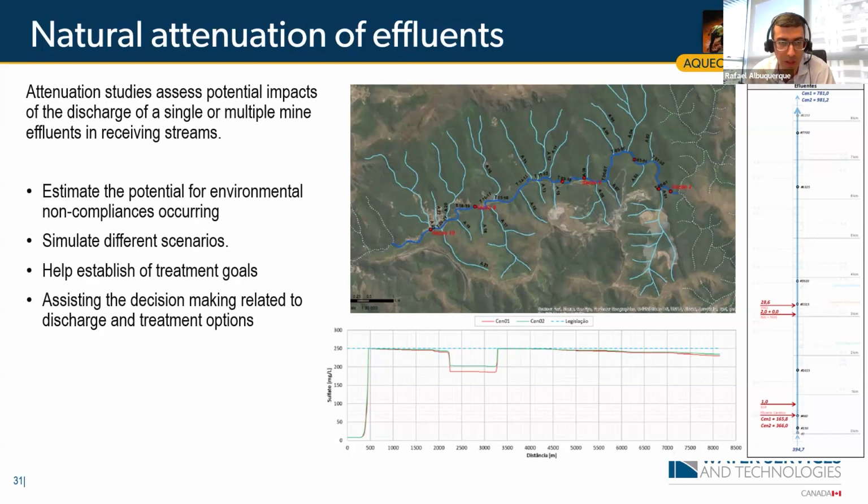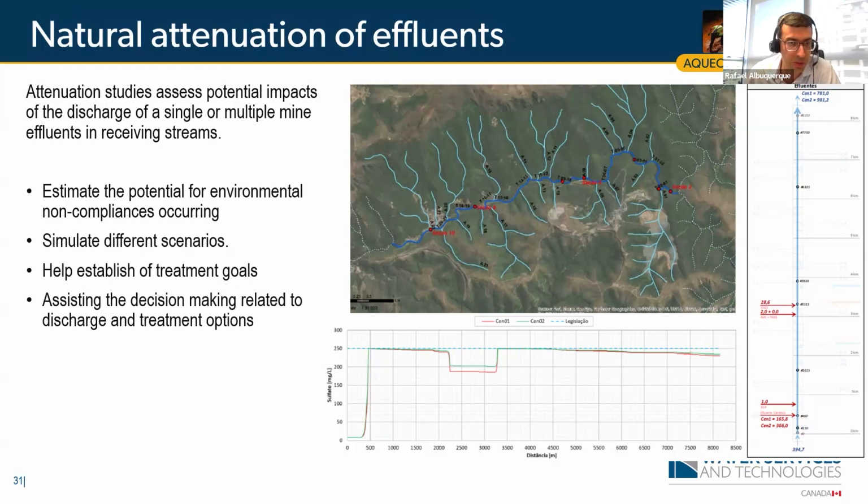There is also numerical modeling done here. So we estimate the potential for environmental non-compliances. We may simulate different scenarios. That's a very interesting one because sometimes the mine site wants to know, if we do this, if we apply this treatment, if we release this effluent here, if we manage to increase our reuse, what are the consequences? So that's very important.